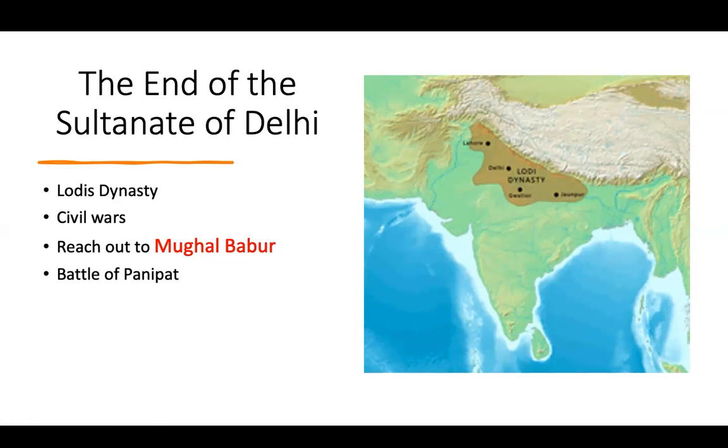war. The princes who were fighting amongst each other reached out to Mughal Babur. Mughal Babur is a prince. Actually, he's a descendant of Timur Lane. He moves over with his army in the Battle of Panipat, and he wins. There was a victory against the Ludis, and he takes over the country and establishes the Mughal Empire.